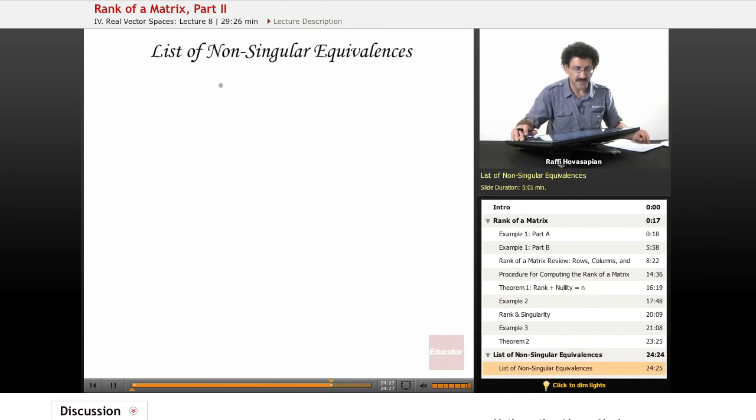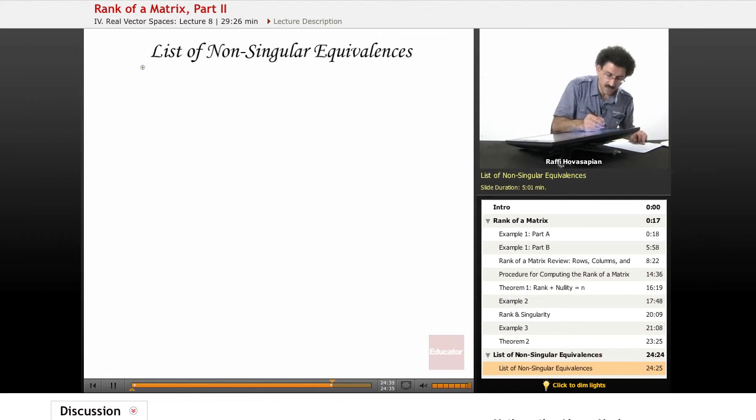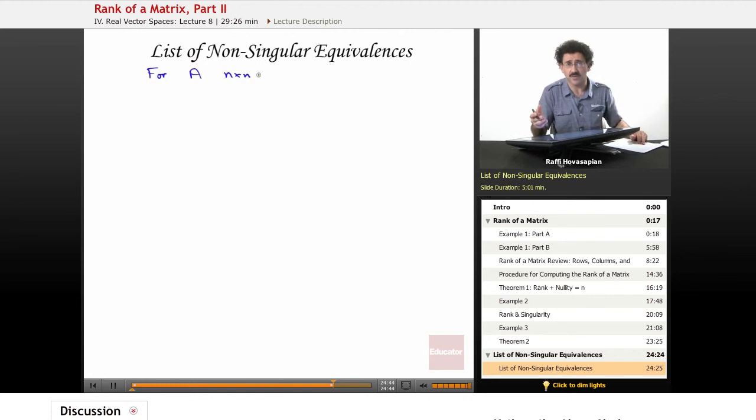Now let's talk about our list of non-singular equivalences, and let's add to that list. So, list of non-singular equivalences. This is for A n by n. You remember because an n by n matrix is the only one for which a determinant is actually defined. Okay, all of the following are equivalent. In other words, one is the same as the other. Each one implies every other one.